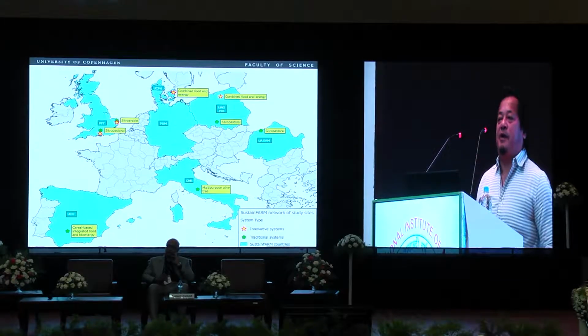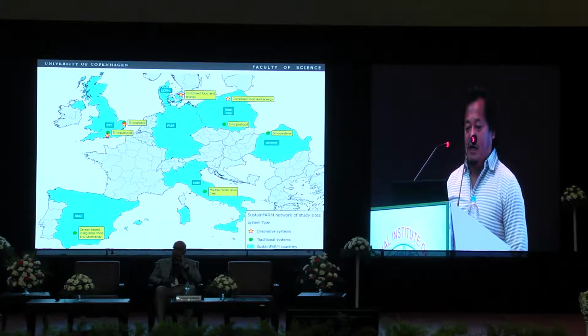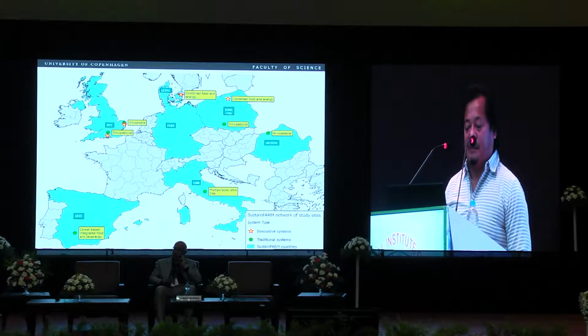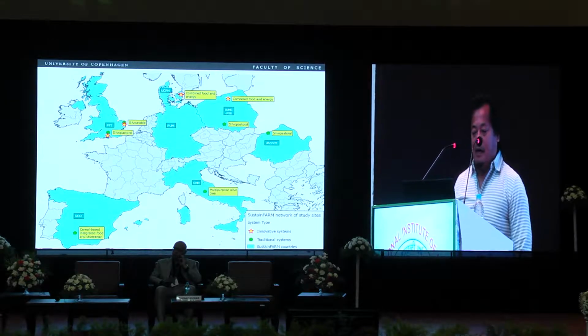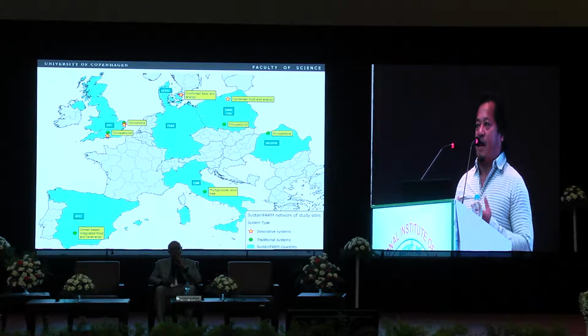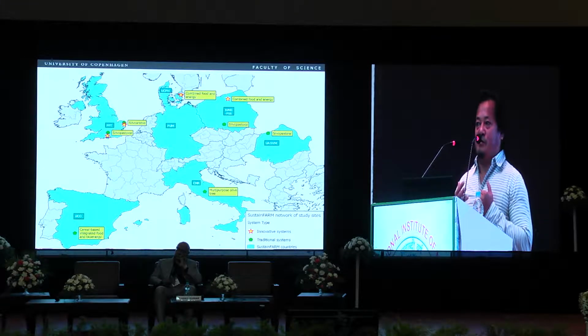This shows the spread of the partners across Europe. As you can see, we're spread in different environments, and then we have different agroforestry systems in these environments. This was to take into account that we have very diverse agroforestry systems to work on.